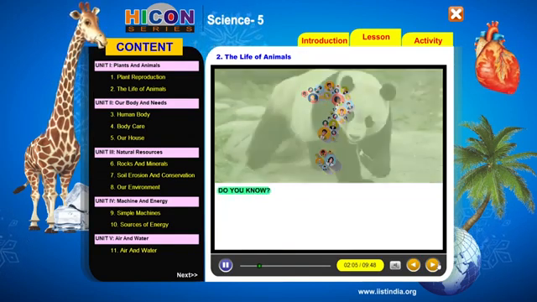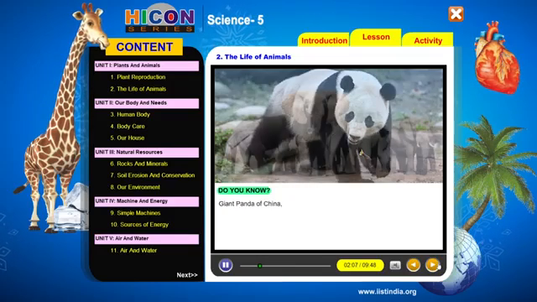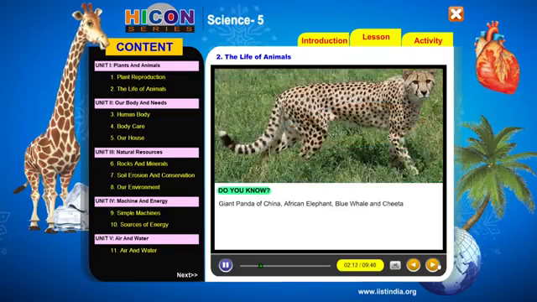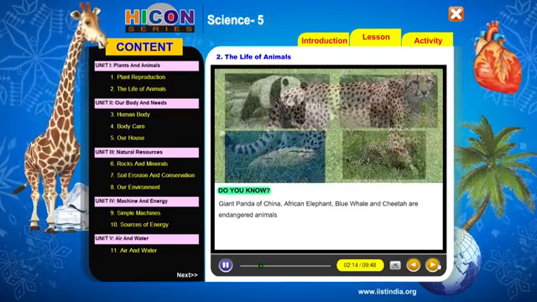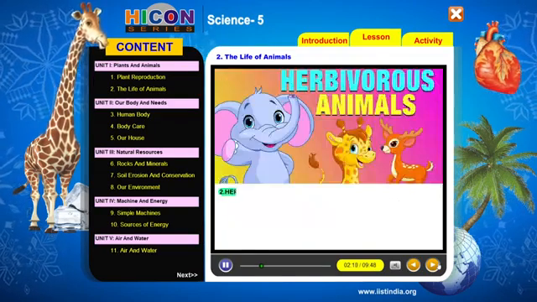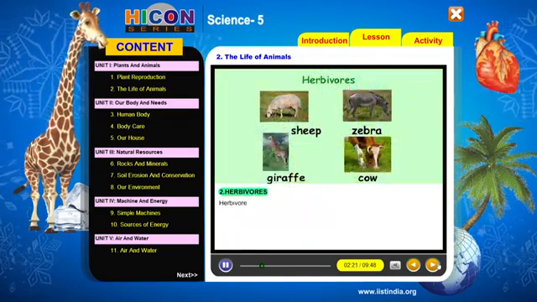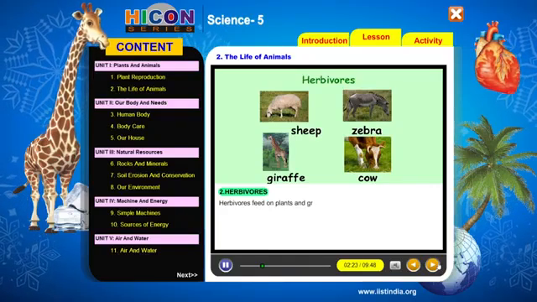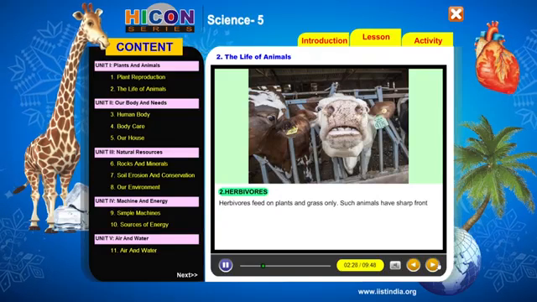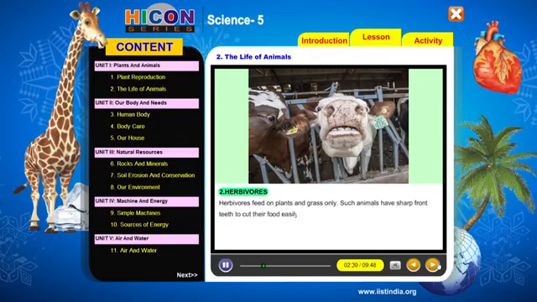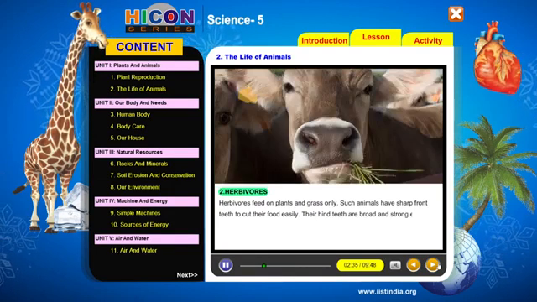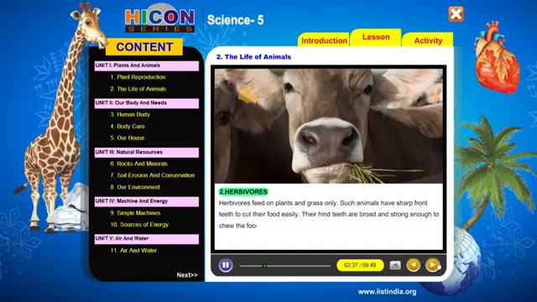Do you know? Giant panda of China, African elephant, blue whale, and cheetah are endangered animals which may become extinct very soon. 2. Herbivorous. Herbivorous feed on plants and grass only. Such animals have sharp front teeth to cut their food easily. Their hind teeth are broad and strong enough to chew the food.